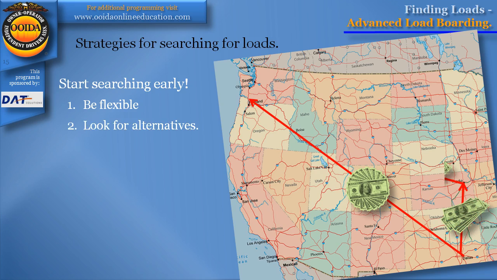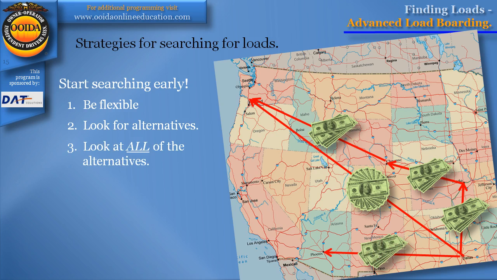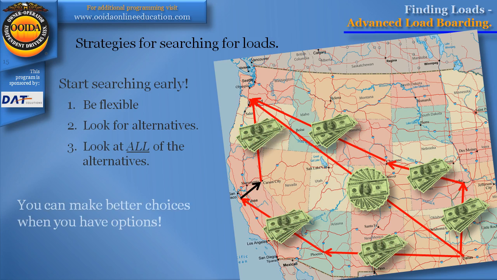I mean, knowing that you have to go from point A to point B doesn't mean you only have to search in that particular lane, because some lanes pay better than others. And you'll find that when you start looking at lane rates, you might find that it's better to detour a little bit off your direct line because you'll get paid better overall.